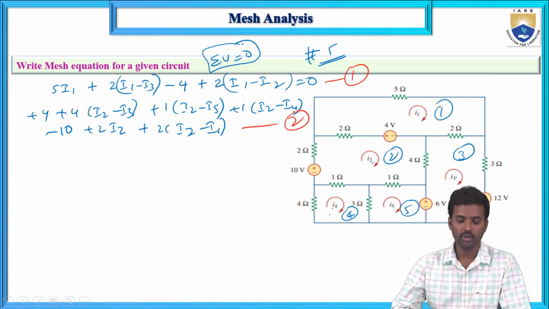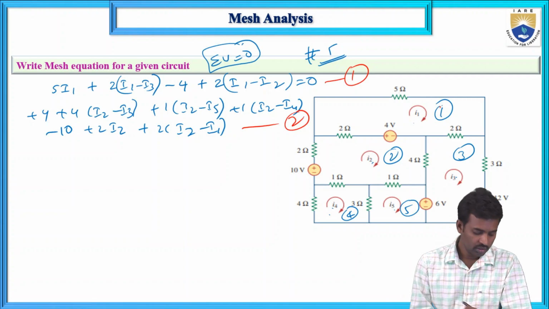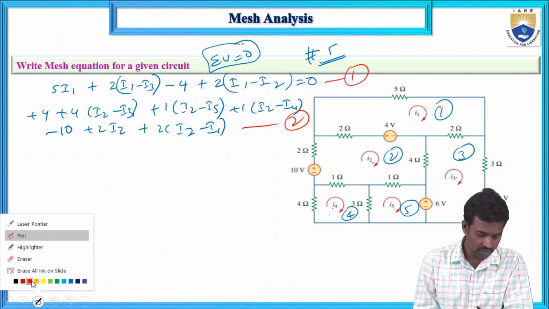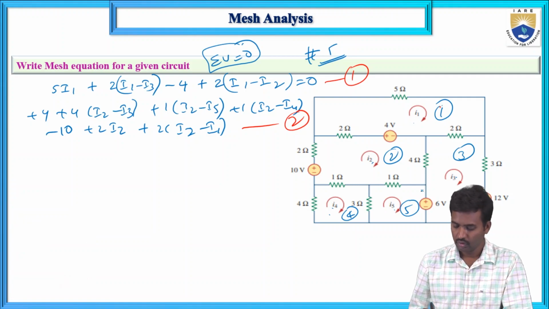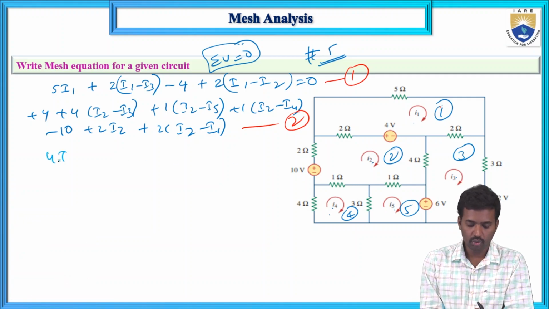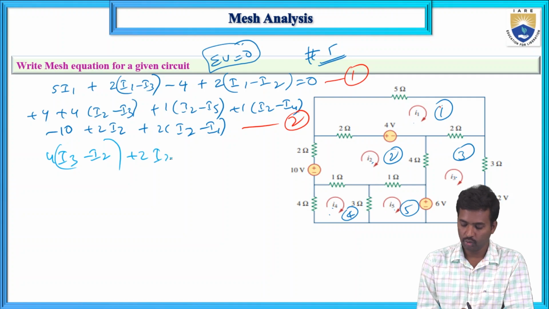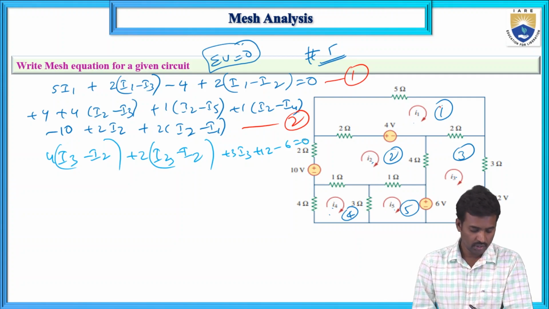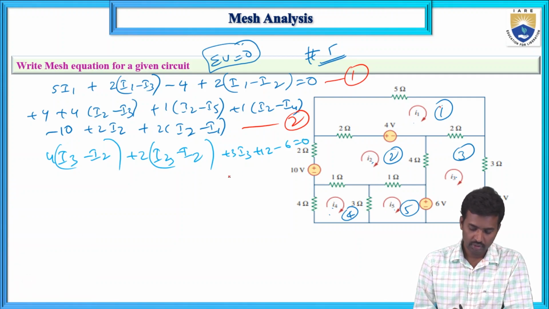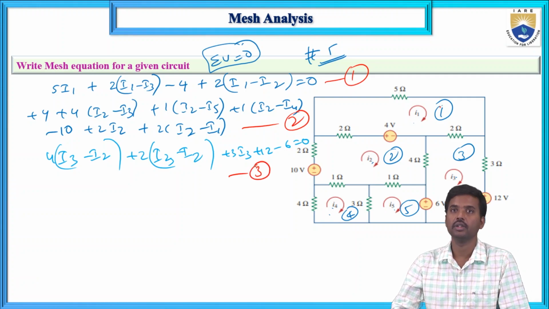This is equation number 2. And next, the third mesh equation is here. This one: 4 into (I3 minus I2), plus 2 into (I2 minus I3 minus I2), plus 3 into I3 plus 12 minus 6 equals 0. This is equation number 3, mesh equation number 3.